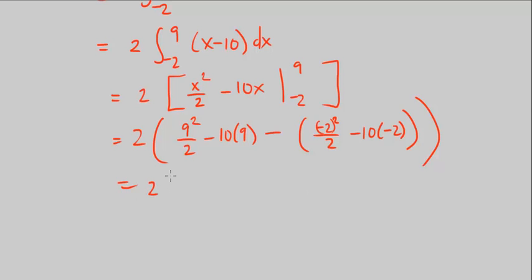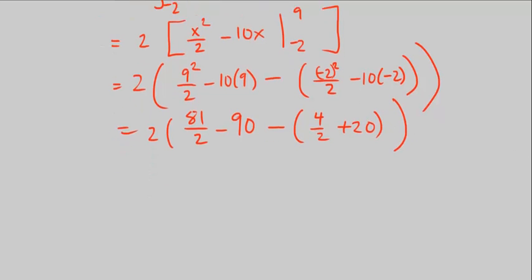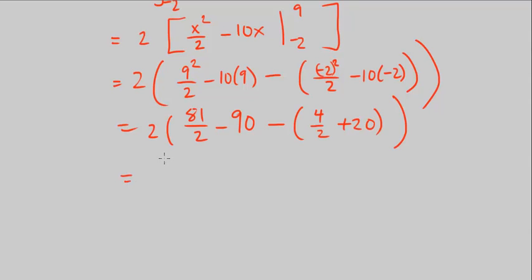Now we're just simplifying this. 9 squared is 81. So 81 over 2 minus 10 times 9 is 90. Minus -2 squared is 4 over 2. -10 times -2 is +20. Right? So simplifying this, I have 81 over 2 minus 90. This right here, 4 over 2 is the same as 2, because 4 divided by 2 is 2. So that's 22, so minus 22, right?